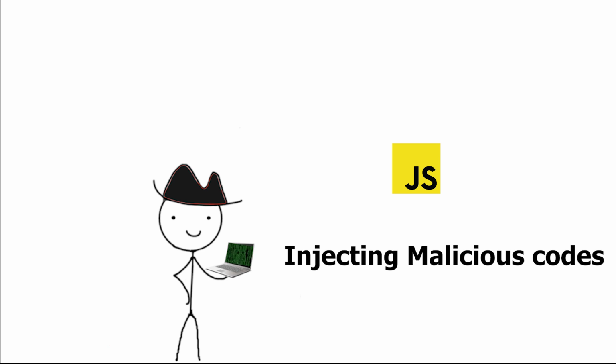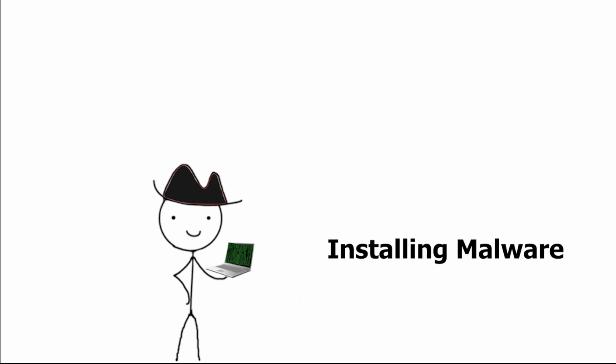Alright, so let's move to installing malware and defacing websites. When it comes to installing malware, attackers use XSS to inject scripts that silently download and install malware when users visit a compromised site. And for defacing websites, attackers can exploit XSS vulnerabilities to modify a site's content, injecting inappropriate text, images, or scripts that damage the website's reputation and credibility.